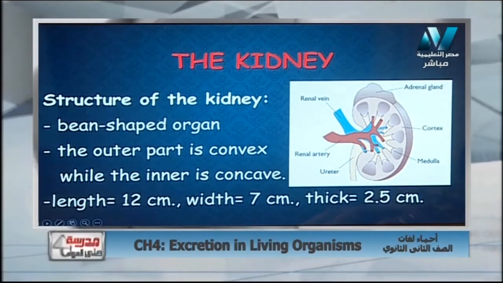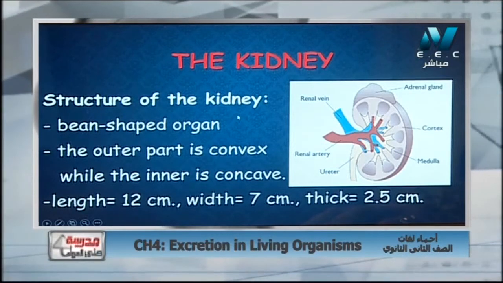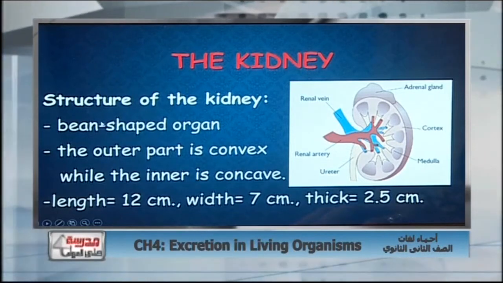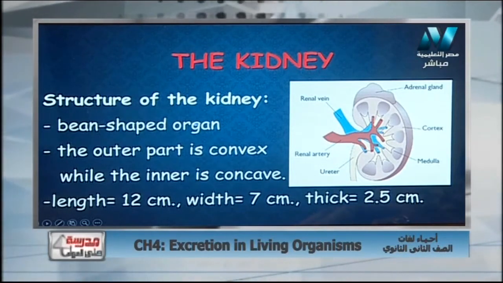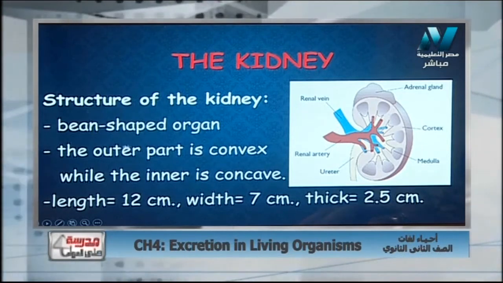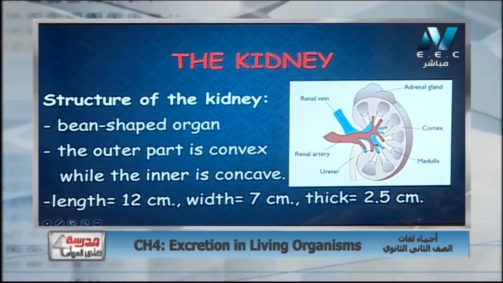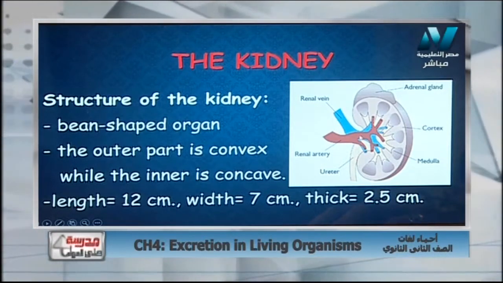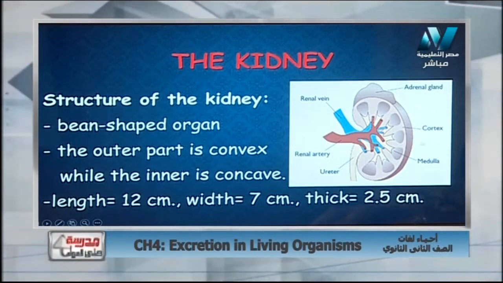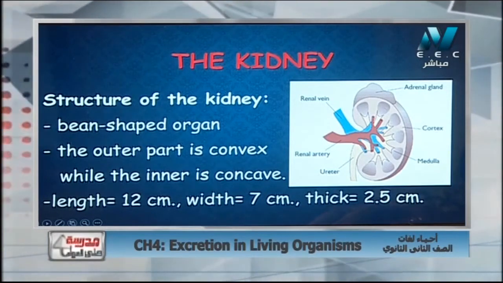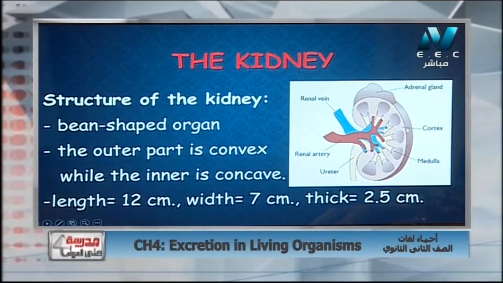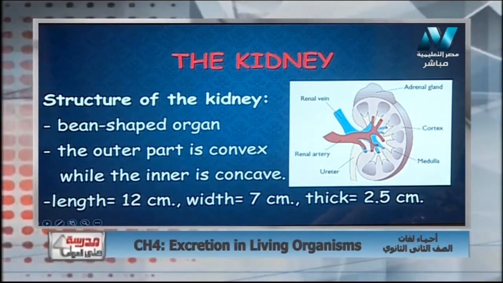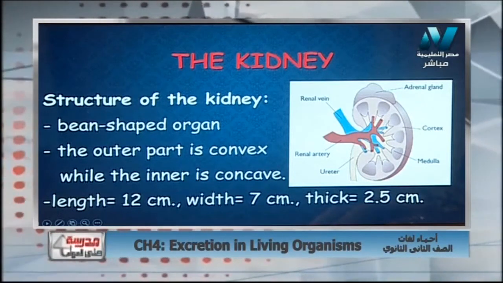When we study the structure of the kidney, as you see here in this picture, it is a bean-shaped organ. The outer surface is convex and the inner surface is concave. As you see in this picture, it's very clear. The cortex represents a very narrow region to the outside, and the medulla is the biggest region to the inside.